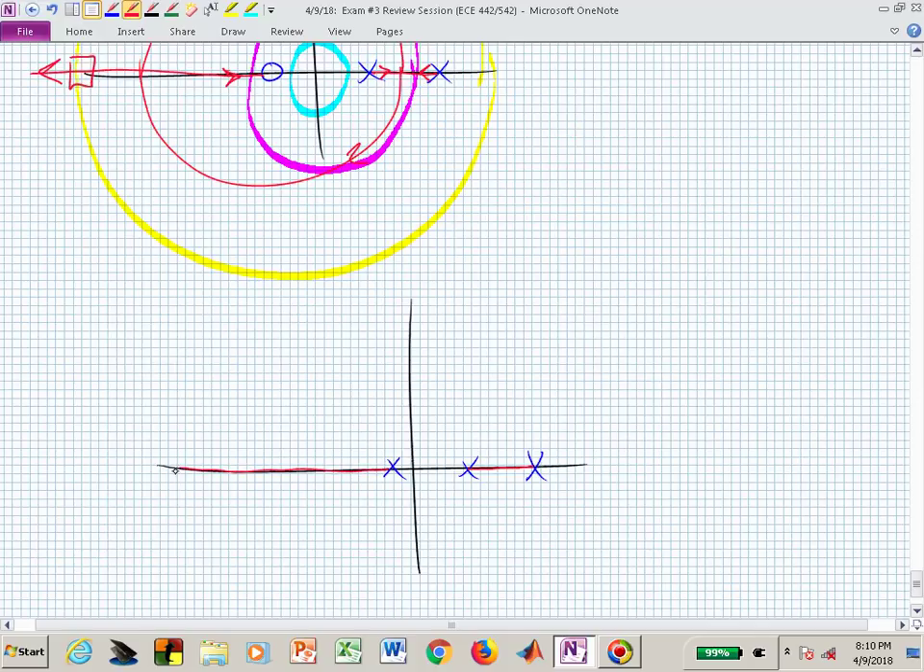How many branches of the root locus do I have? How many poles did I start with? 3. How many branches do I have? How many branches exist between the two right poles? So I have a branch there and a branch there. How many branches exist to the left of the leftmost pole? Just one.